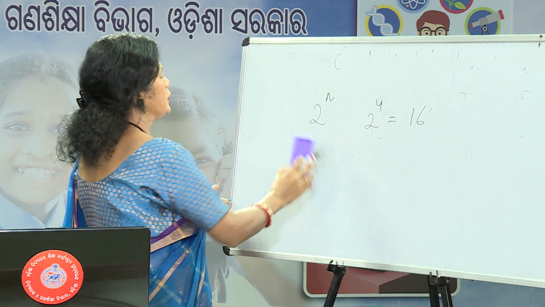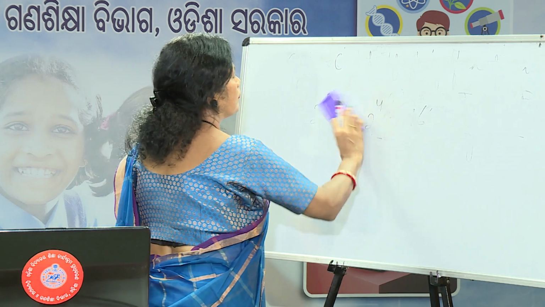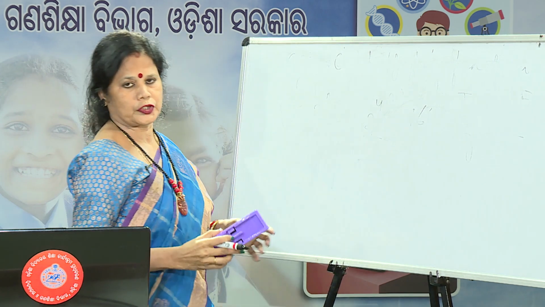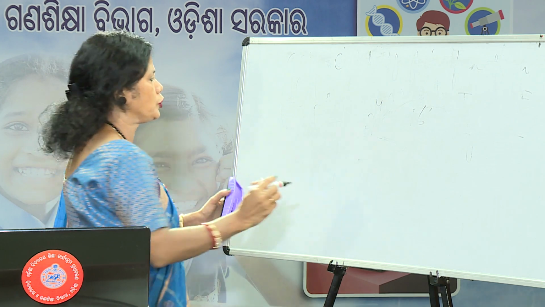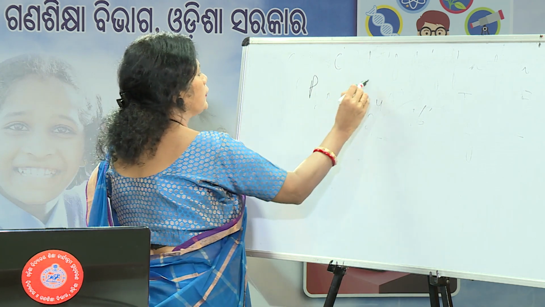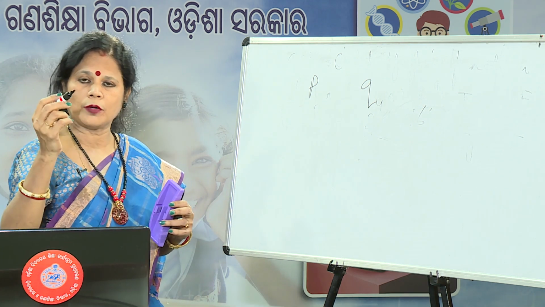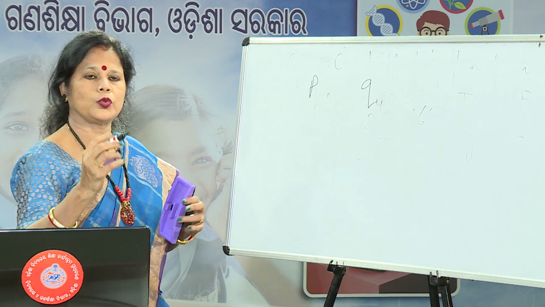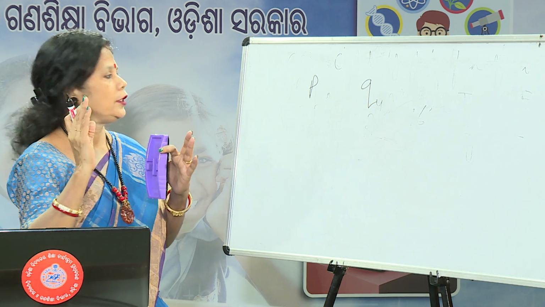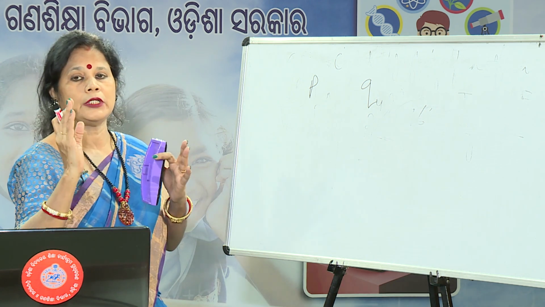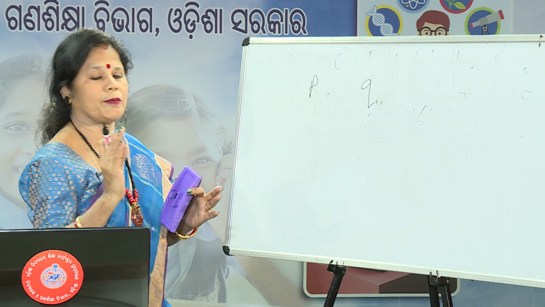Now, let us see. Suppose there are two propositions, P and Q. Two propositions mean 2 square. So, 4 possibilities are there. So, the truth value of the compound proposition will be determined from 4 possibilities.